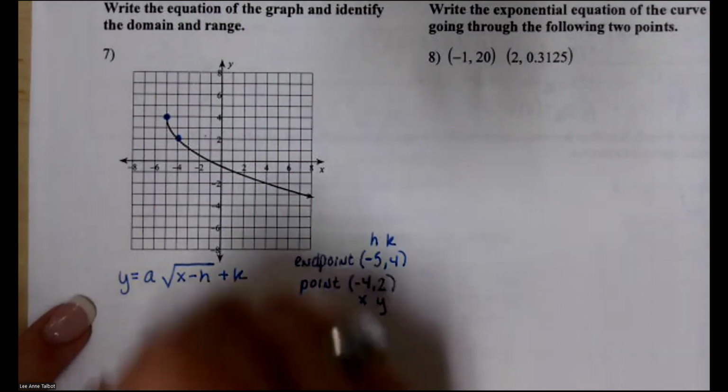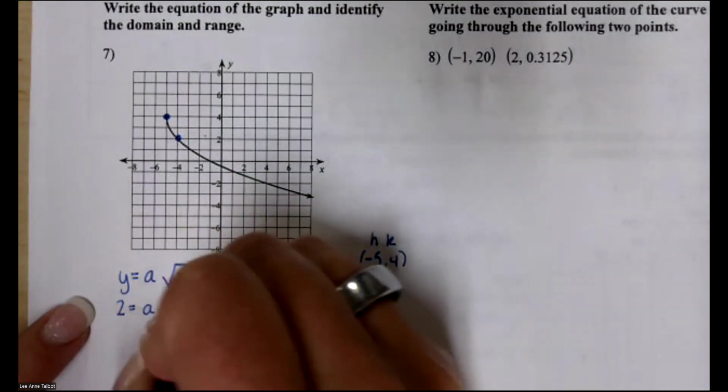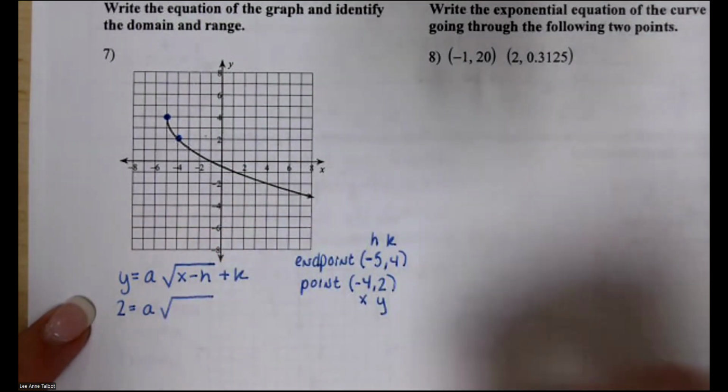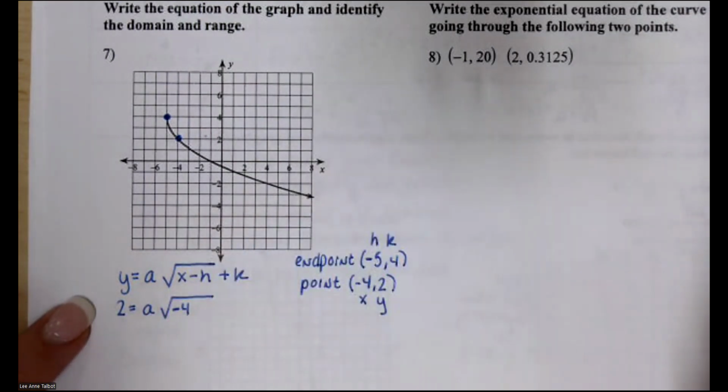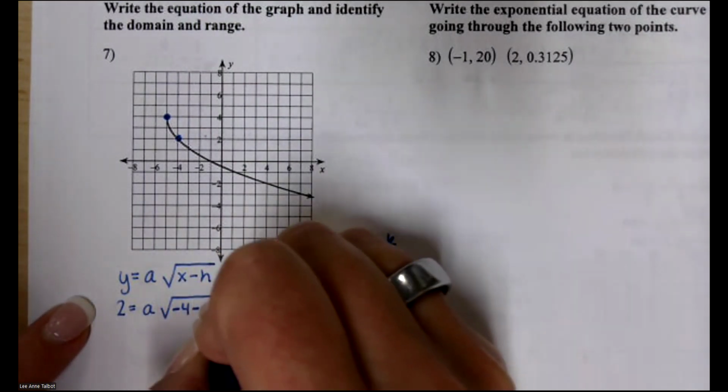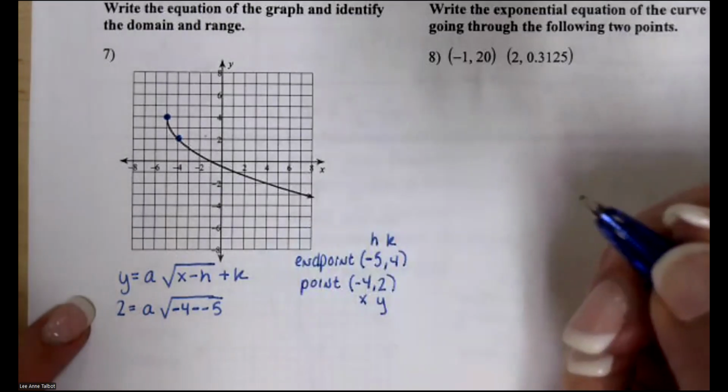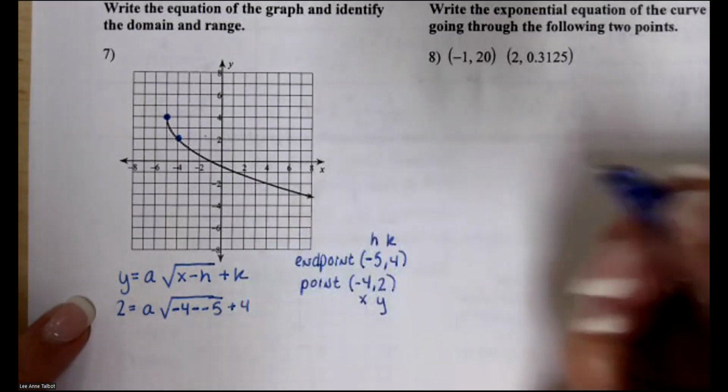Okay, so 2 equals A square root of -4 minus -5, plus 4.